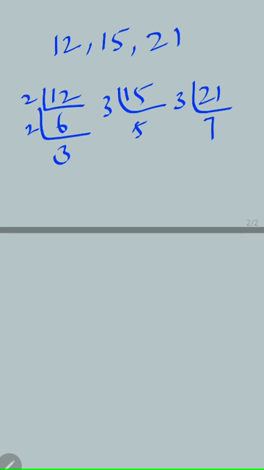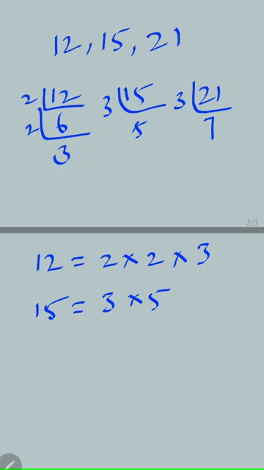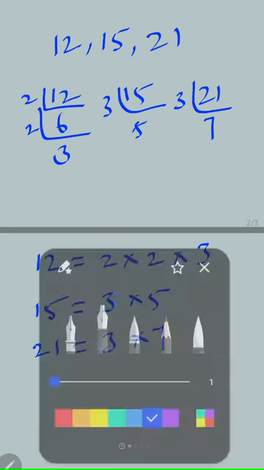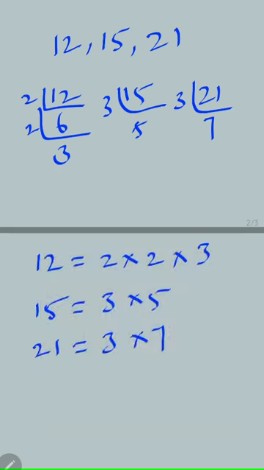Now write it in a line. That means 12 is equal to 2 into 2 into 3, and 15 is 3 into 5, and 21 is 3 into 7. So after finding the prime factors, what we have to do is, here you see what are the common factors. After finding the prime factors, write them in order.